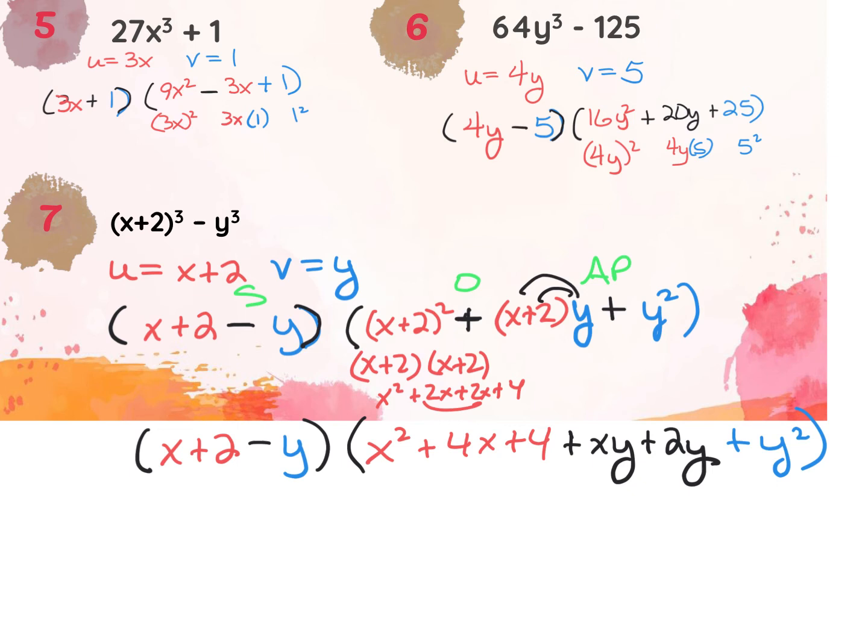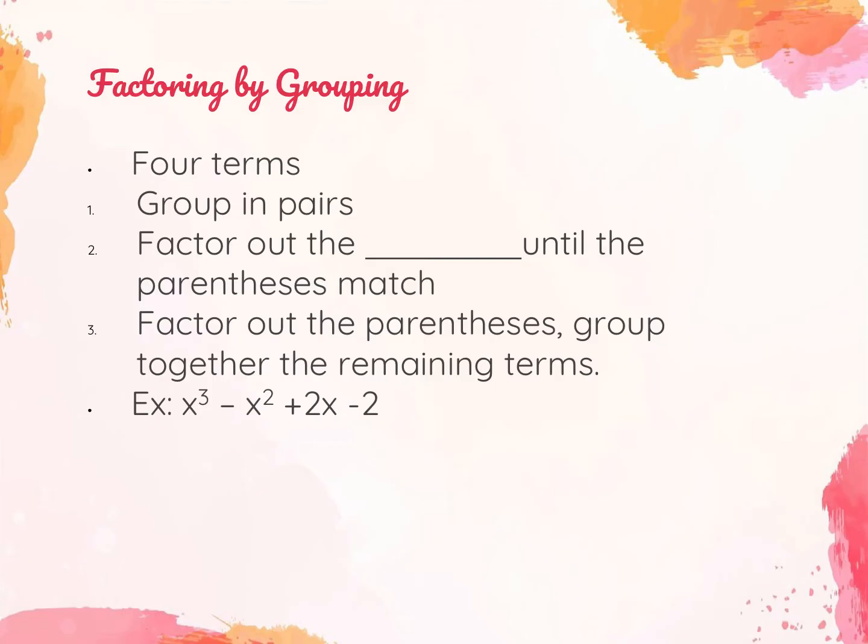Now we're going to switch to factor by grouping. And again, you should have done this in your Algebra 1 class. All right, let's try that. So when you factor by grouping, you're going to have 4 terms. You're going to group 2 terms at a time, so you're going to make pairs of them. Then you're going to factor out the GCF until the parentheses match. Then you're going to factor out the parentheses. You're going to group together the remaining terms.